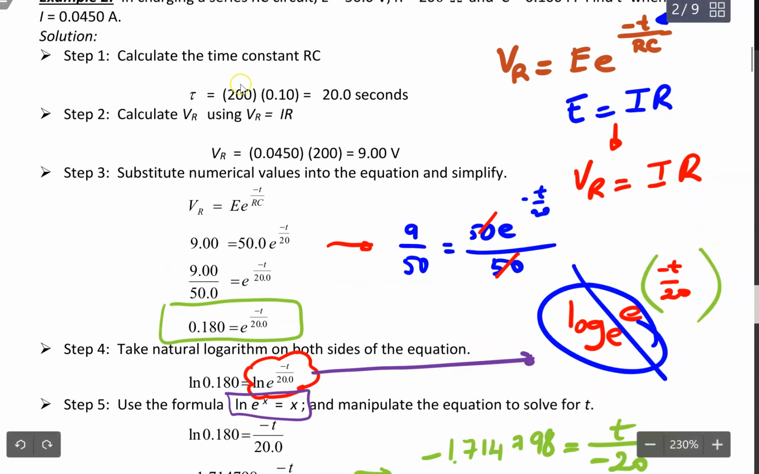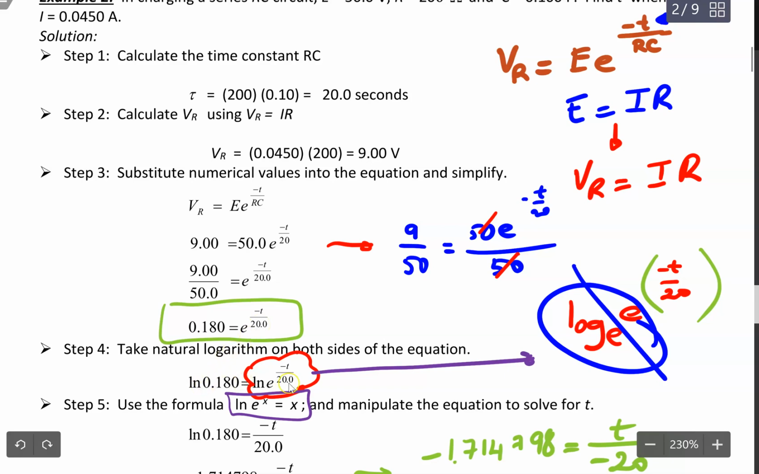Also, make sure that you find the time constant first. Substitute into your formula here: VR equal to E times e to the negative t over the time constant. So simplify to the number as a denominator first, because you don't want to perform too many operations using your calculator. And at this point, I divide both sides by 50. The main point is to get just one component on this side of the equation equal to just one component on the other side of the equation.